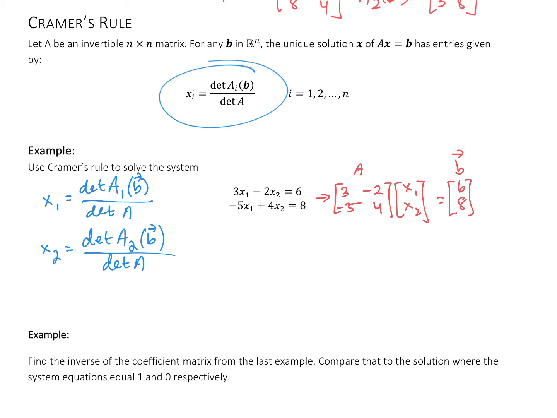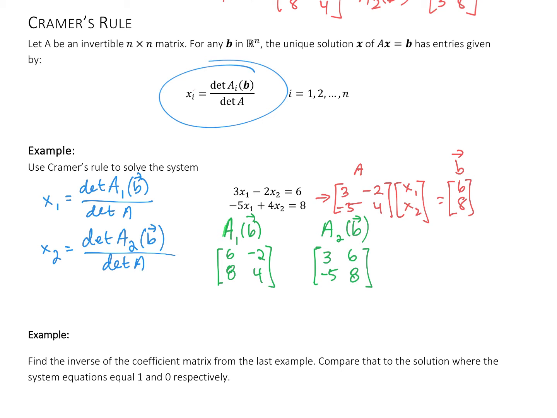So we need A, again. The A1B matrix is equal to, instead of the 3, -5, I'm going to replace it with the 6, 8. So we have 6, 8, and the rest stays, -2, 4. We need the A2 with B replaced. This time we're replacing the second column, so 3, -5, 6, and 8.